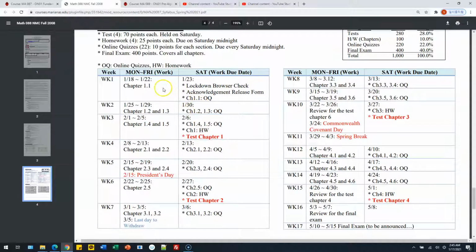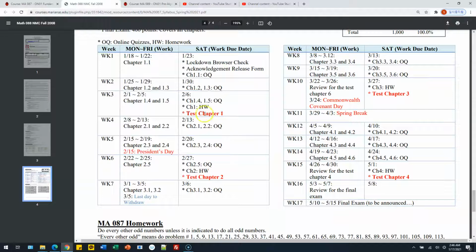This week's work will be due on Saturday. Each Saturday there is work due. This week, the online quiz for chapter 1.1 will be due this Saturday. For week 2, you need to complete chapters 1.2 and 1.3, and the online quiz for 1.2 and 1.3 is due next Saturday. So always follow the lecture schedule. And we will have the first test after the first chapter, the test for chapter 1.